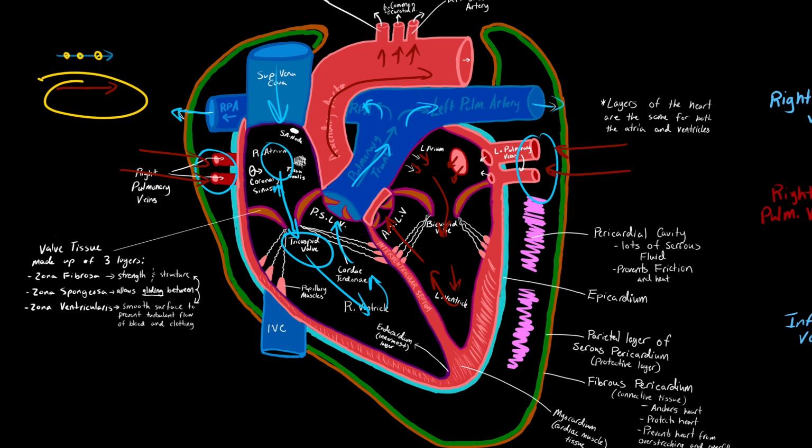Actually, the descending aorta, which is not shown in this diagram, will supply blood to the lower half of the body, whereas the brachiocephalic, left common carotid, and left subclavian arteries will supply blood into the upper body. So I thought that was a little important. But yeah, that's how blood flows through the heart.